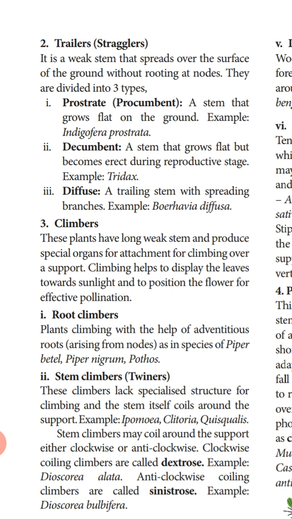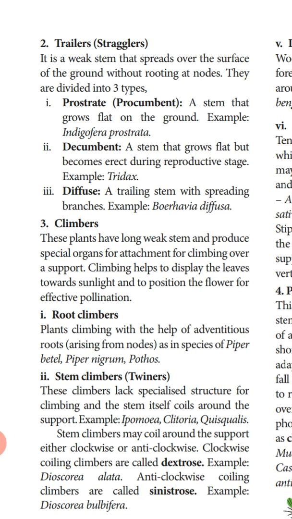Decumbent stem means what? The stem will be growing horizontal to the surface of the soil, but at the time of development of the reproductive structures like the flowers, the axis or the stem will start growing erect. Next is the diffuse. What is diffuse? The stem grows horizontally on the ground and shows branching. Okay, so these are the trailers.